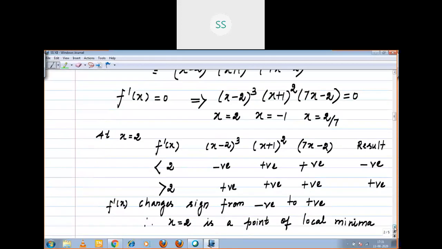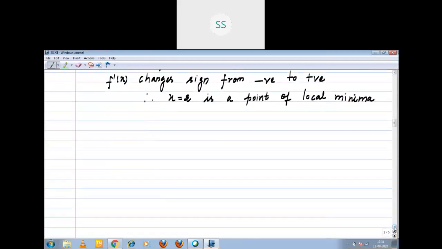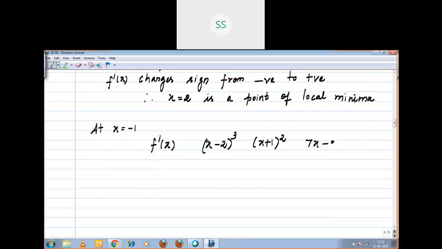Next, at x is equal to minus 1. F dash of x the same: x minus 2 the whole cube, x plus 1 the whole square, 7x minus 2. Here also you are going to take less than minus 1. Less than minus 1 means which is the nearest, minus 2. So what can you arrive here? Negative. Here positive. Here negative. Right? Then negative.